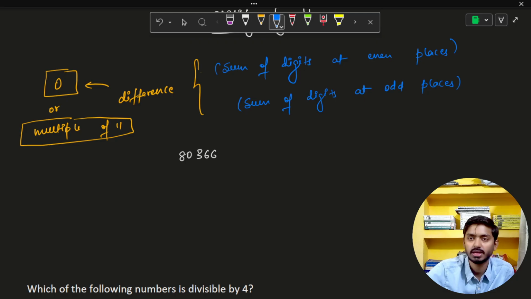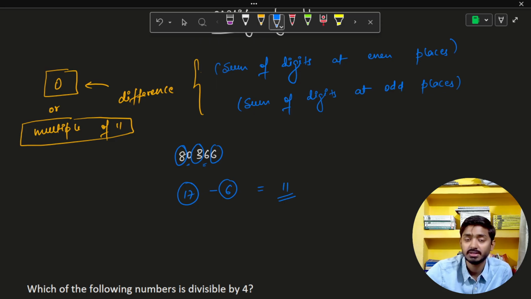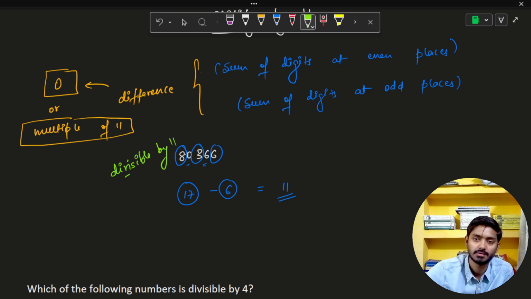So let us do that. We'll add 8, 3 and 6 together. We get 17. We add the remaining numbers, that is 0 and 6. We get 6. We find the difference, that is 11. And since 11 is a multiple of 11, we'll say the entire number is divisible by 11. All right.